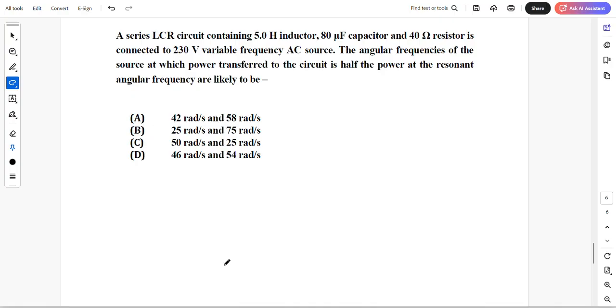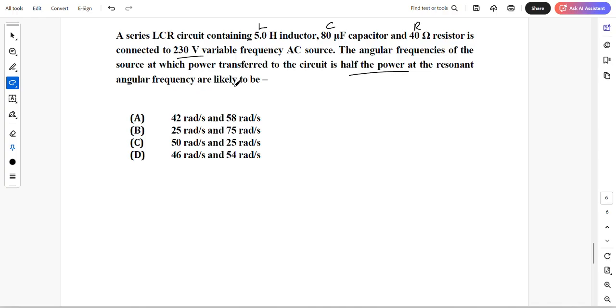What is this? In this problem, what exactly are they asking? Can anyone tell me what they are asking exactly in this problem? A series LCR circuit containing L is given. This is L, this is C, and this is R. It is connected to 30 volts. No need to write the circuit diagram. The angular frequency of the source at which power transfer to the circuit is half the power present.